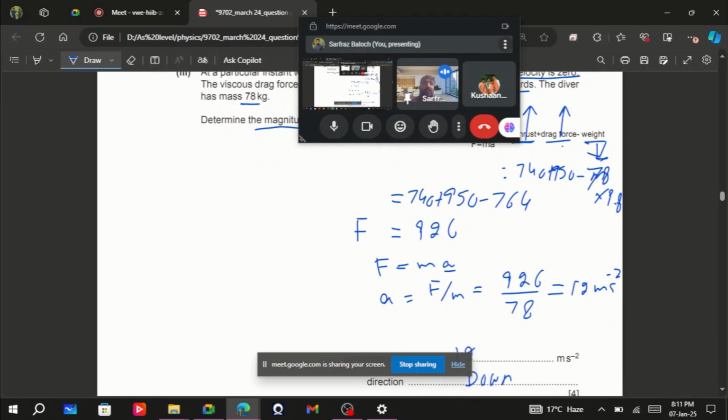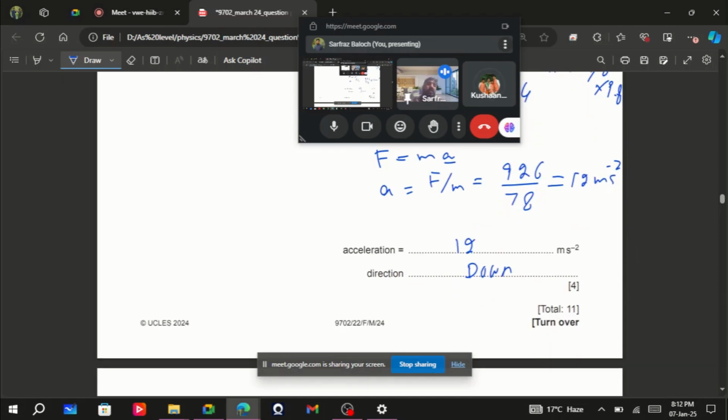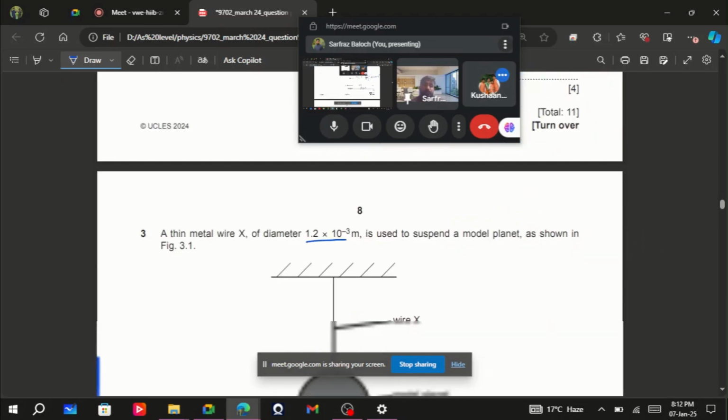Then here you will get a resultant force. And for acceleration, mass is given in the question. So you will use Newton's second law. F is equal to ma, and from this relation you can find the value of acceleration. Have you got it?